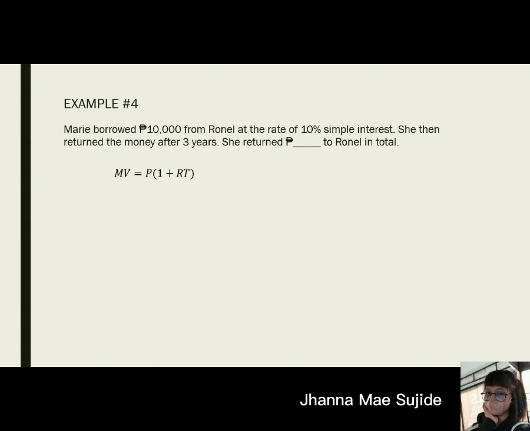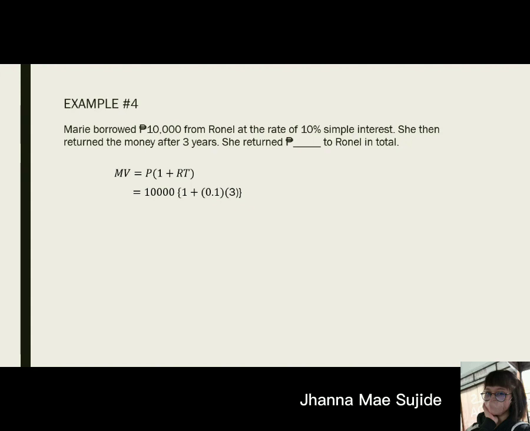To find the given, you must first analyze the problem. Since Marie borrowed 10,000 pesos, that will be our principal, while the rate is 10% with its simple interest. And lastly, my favorite is time, which is 3 years. Now all that's left to do is to substitute the given. You can say that MV is equal to the rate, which is 0.1, times the time, which is 3 years, added to 1, and multiplied by 10,000.